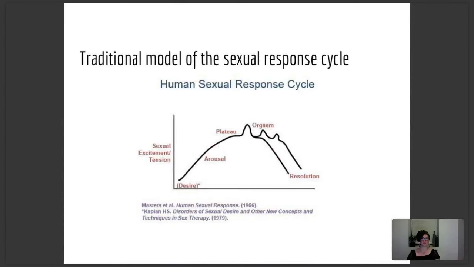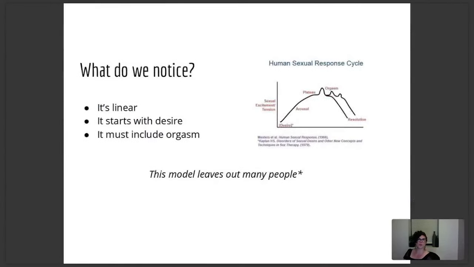So let's take a look at the traditional model of the sexual response cycle, which was originally by Masters and Johnson, tweaked by Kaplan. So we see here, it starts with desire, and then it leads to arousal, which eventually gets to orgasm and then comes to resolution. Right? Pretty straightforward. Okay. So what do we notice as we look at this?